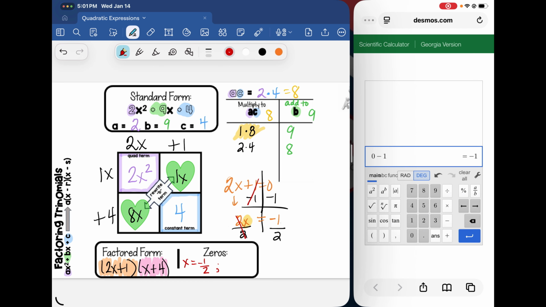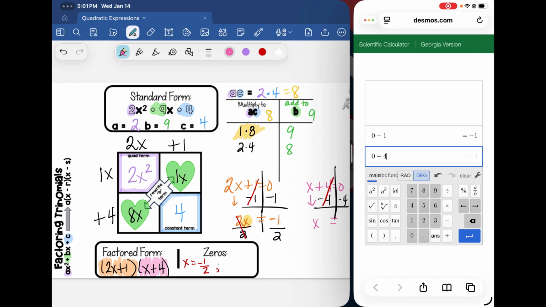But I also have to solve for my pink one. So x plus 4 is equal to 0. How do I solve for x? Subtract 4 from both sides. What is going to cancel out because they're opposites, which will leave me with x is equal to, what is 0 minus 4? Negative 4. So my two solutions should be x is equal to negative 1/2 and x is equal to negative 4.